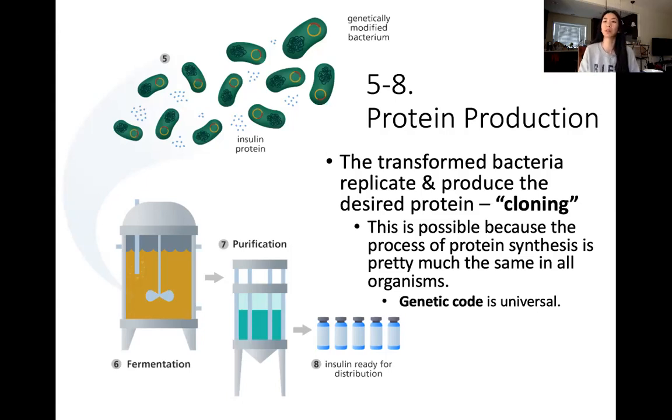So it's evidence of evolution, evidence that everyone evolved from a common ancestor because we have these shared processes, things that are the same within all living things. Moving on. So when the bacteria are producing insulin protein, steps 6, 7, and 8 is just showing you that as the bacteria are producing this protein, the protein will get purified and then packaged up, ready to be sent off to patients. So this is a general overview of genetic engineering.